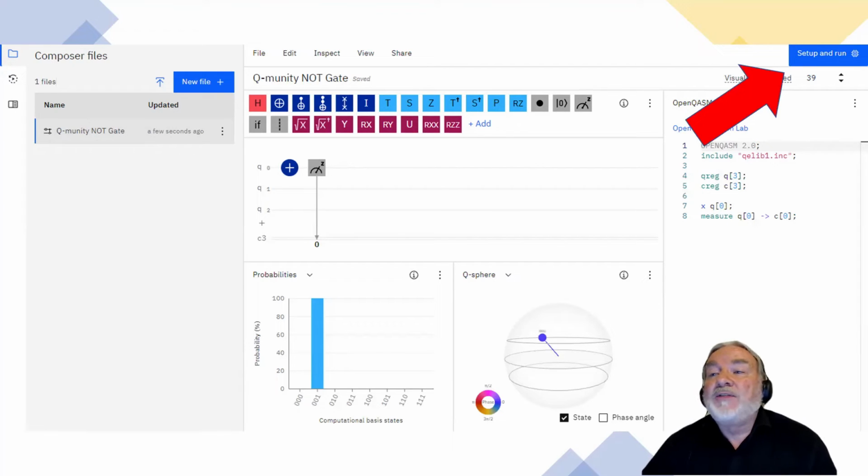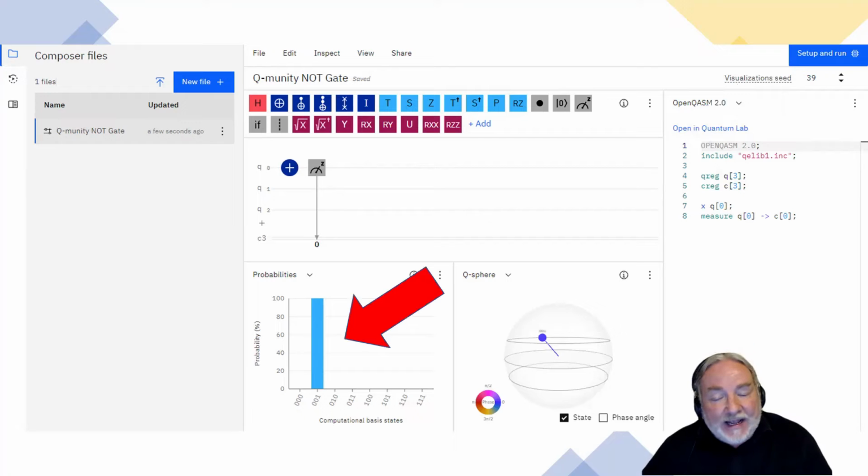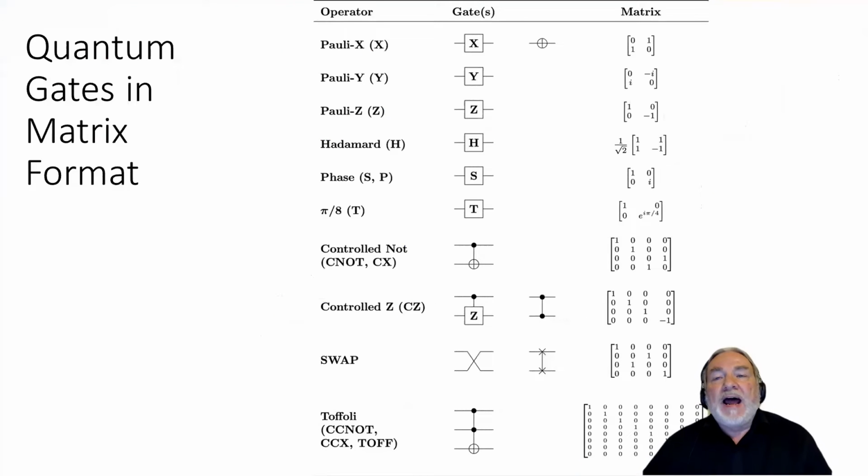Now look, if I wanted to, and if I was live on the Q experience, I would merely click this button, set up and run, and then I can choose to do it from a simulator or an actual quantum computer. And here again, I'm just showing you exactly where it's saying it's 100% 1. But I want to show you what's happening in the background.